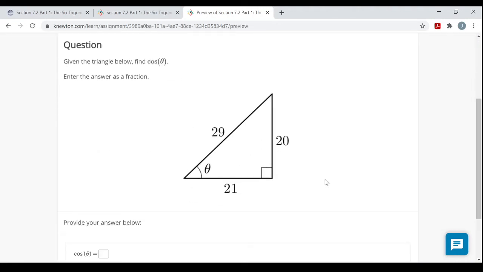So here's another one. Now, so far we've been very fortunate. They seem to give you a lot of problems where all three sides are known. Remember, if there's a side missing, you have to use the Pythagorean theorem to find it.